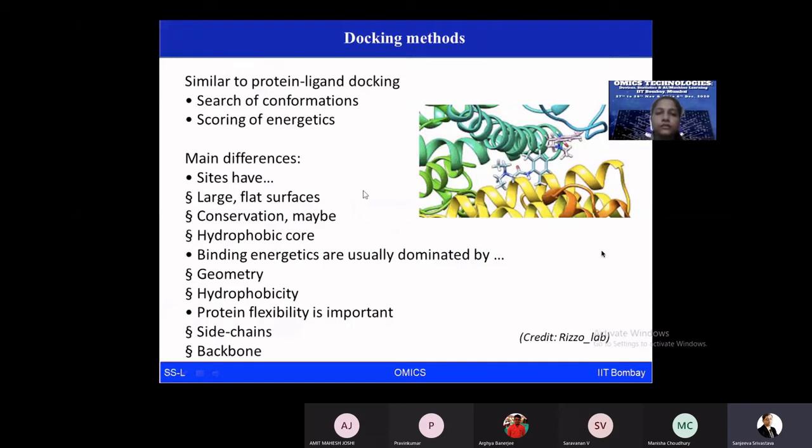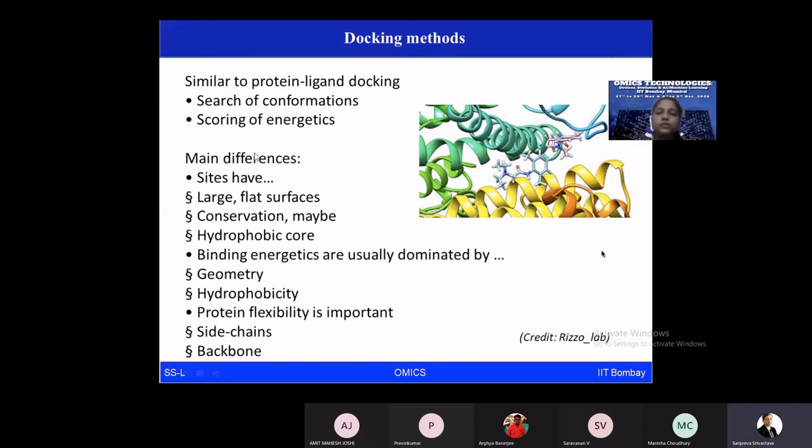There are several docking methods. We all know about protein-ligand docking, and then there is protein-protein docking. One similarity between protein-ligand docking and protein-protein docking is that both approaches look for the best conformations and the lowest binding free energy.